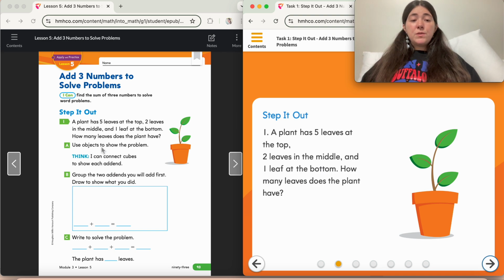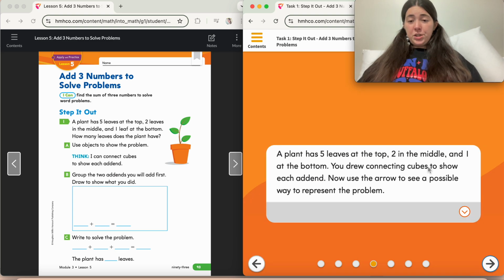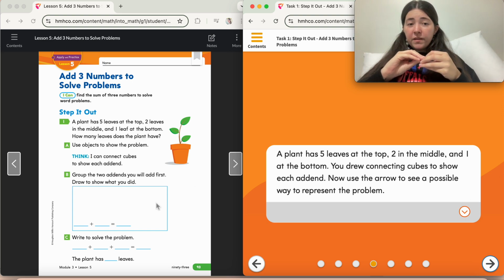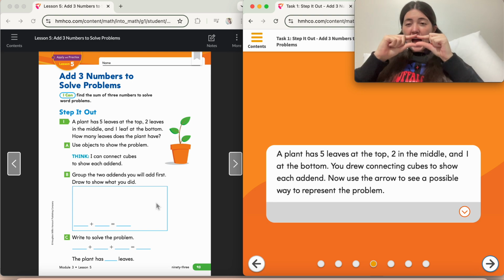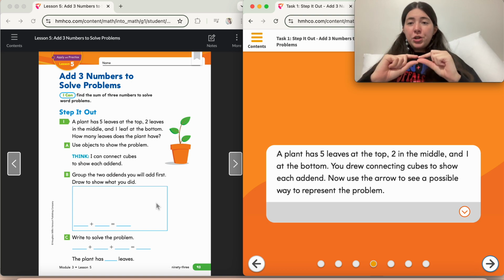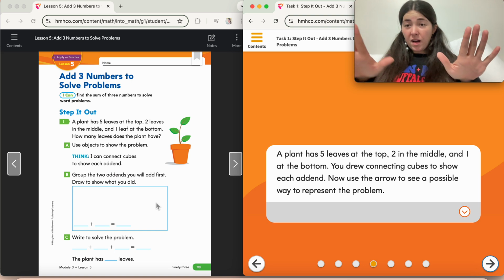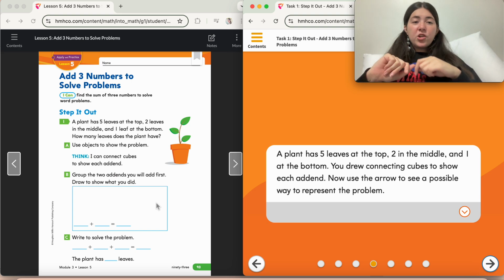So we're going to first use objects to show the problem. It says think, I can connect cubes to show each addend. So what you are going to do is use your connecting cubes to make a group of 5, a group of 2 cubes, and a group of 1. So you should have a link of 5 cubes, a link of 2 cubes, and a link of 1 cube. Go ahead and pause the video while you do that. Make your groups using your cubes, and go ahead and unpause it when you are ready.